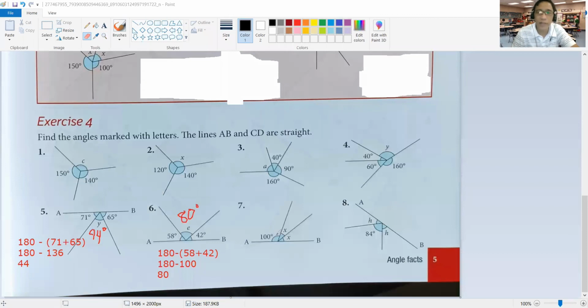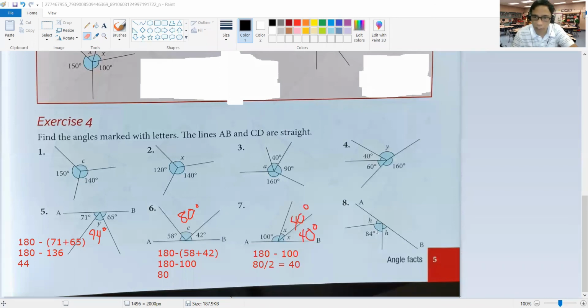And here, since we have 2X, that means both X's are the same. So all you have to do is 180 minus 100, and that is 80 degrees. Then divide it by 2, because you have 2 X's, to find 1 X here. So 80 divided by 2 is 40 degrees. Therefore, X here is 40 degrees.